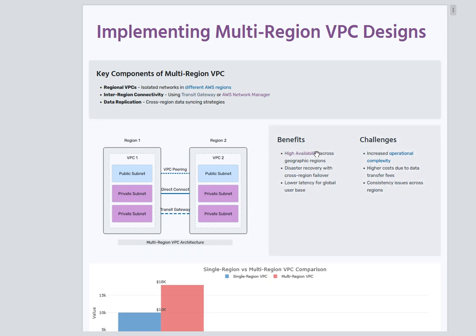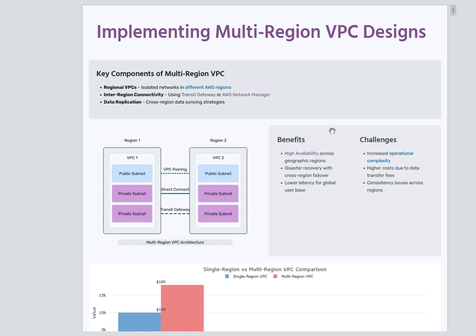If you go into the benefits: high availability across geographic regions, you can use it for disaster recovery with cross-region failover with Route 53, and lower latency for a global user base, right? So if you need to serve your users in different geographic regions of the world, let's say one in America, one in Asia, you can get lower latency for a global user base. Or maybe compliance.